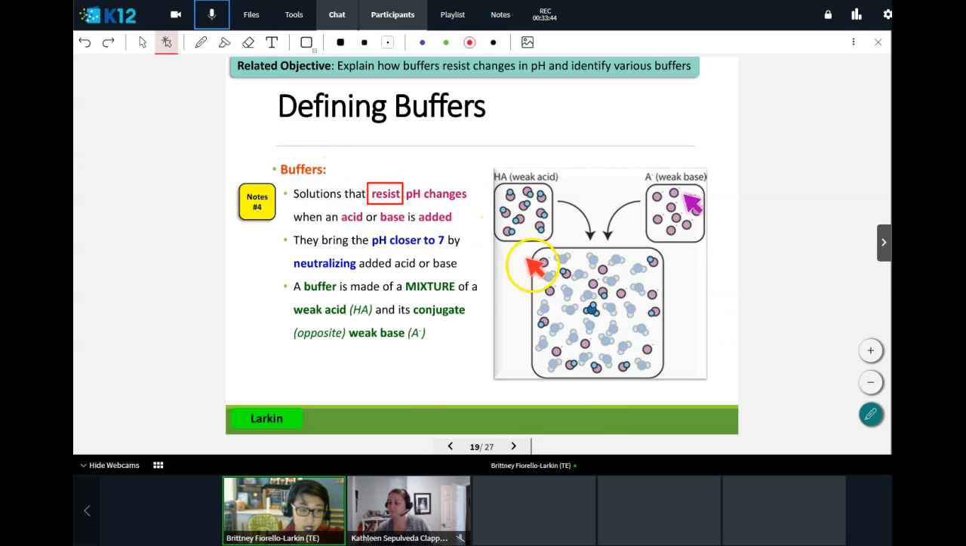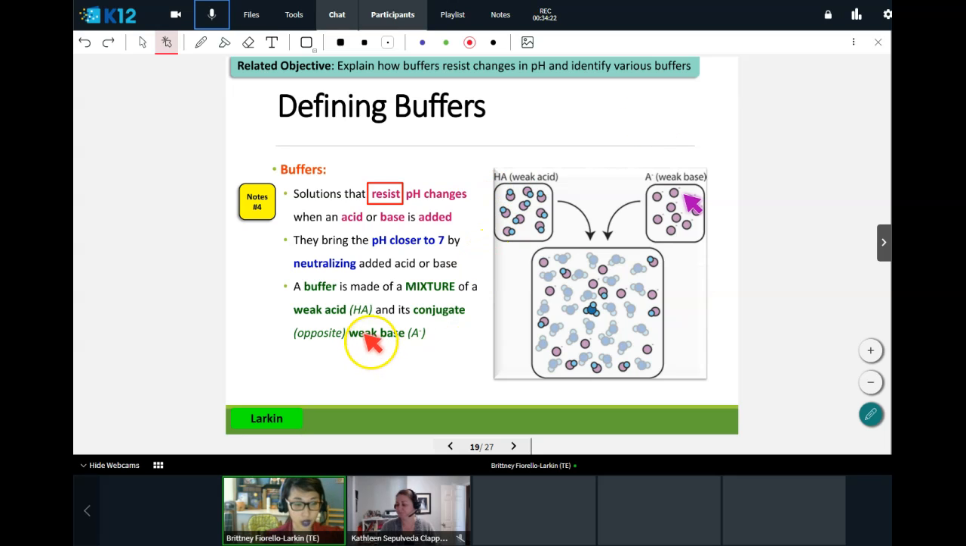The last thing we need to talk about today is buffers. Buffers, you probably have heard this term before at some point in your life. Buffers are things that prevent chaos from happening, right? If you're a buffer between two friends who don't usually like each other, that means that because of you, those friends can spend time around each other because you are buffering the situation. In the same way, buffers are solutions that resist pH changes when you add too much acid or base. They try to keep a solution as close to neutral or a specific pH as possible by neutralizing any additional acid or base.